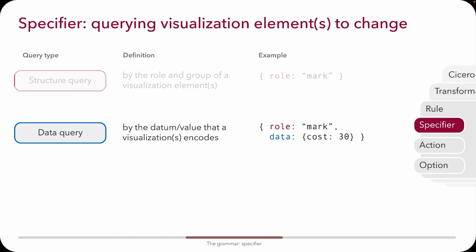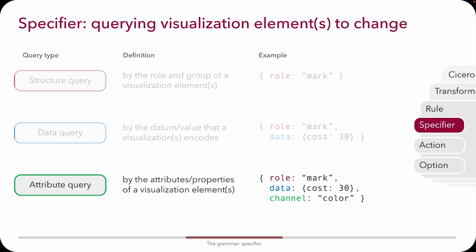Next, a data query references an element by values that it encodes. The updated specifier now selects those marks that encode the cost of 30. Lastly, an attribute query references elements by their attributes and properties. For instance, the specifier is now updated to specify those marks with a color encoding channel.